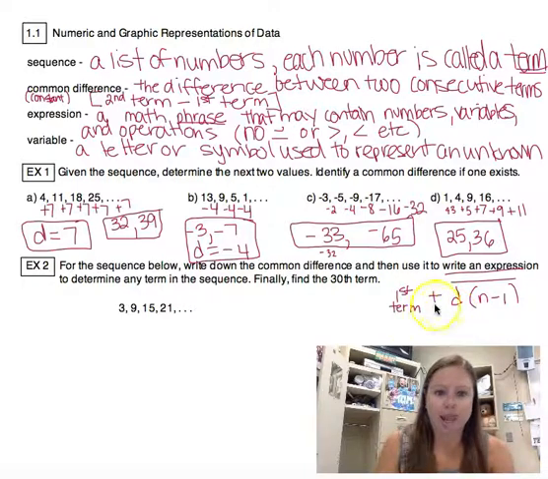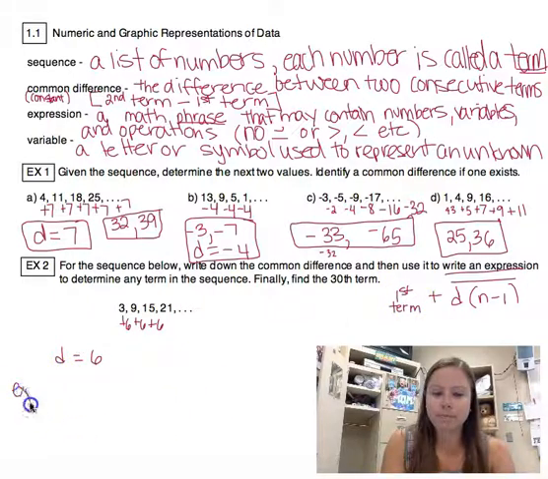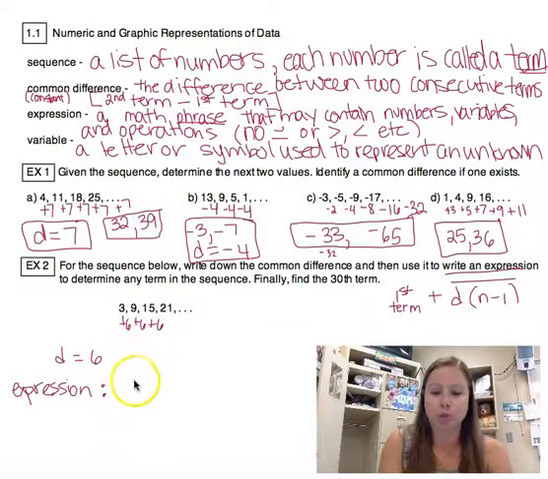So in this case, I look at my sequence and it's going up. Here I'm adding 6, adding 6 again, adding 6 again. So it does have a common difference of 6. If I use that to write an expression that will give me any term of the sequence, my expression should be first term, which was 3, that's the first term of the sequence, plus common difference, which is 6, times n minus 1.